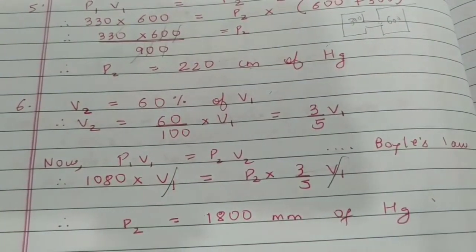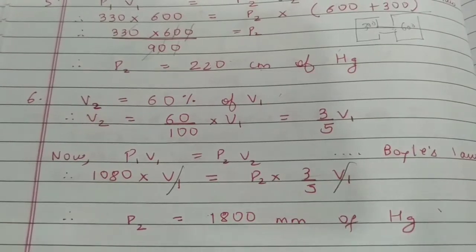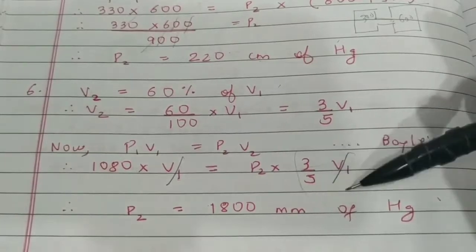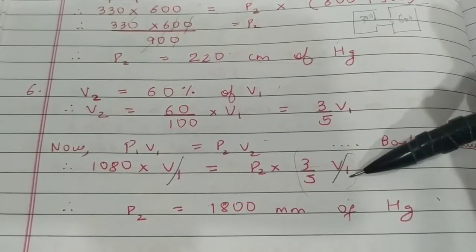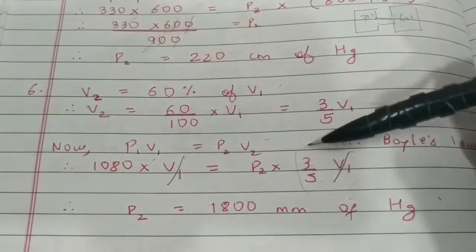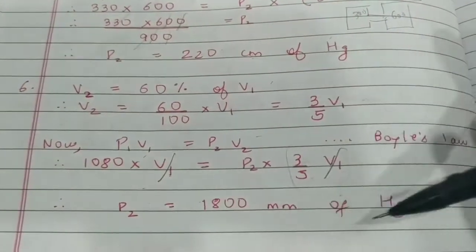That's why even if they have not given the values of volume, we can still solve it because we at least have the relationship between V1 and V2, which we have substituted here. And now 5 goes up, 3 goes down, cut and get the value of pressure and the sum is over.